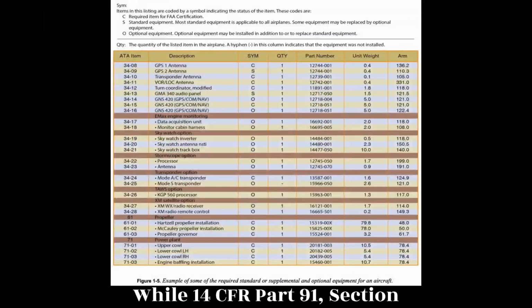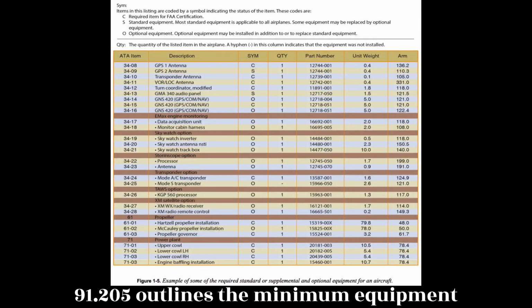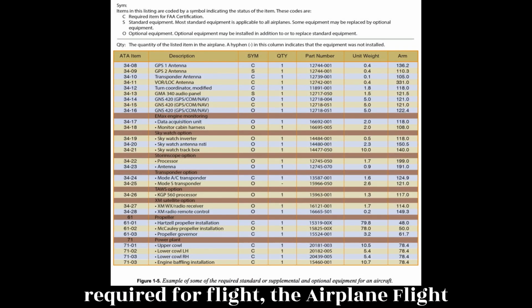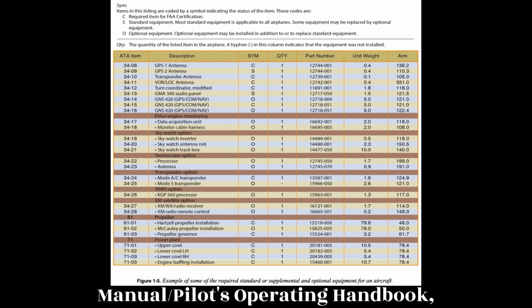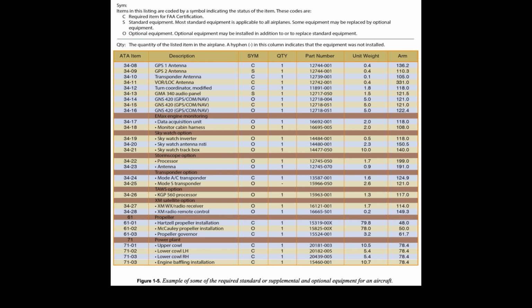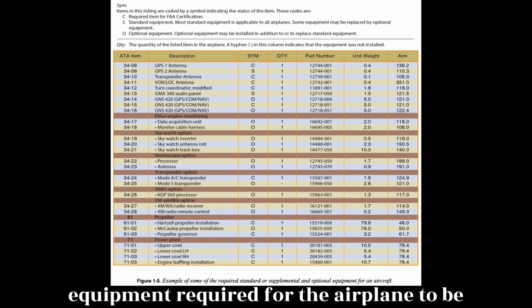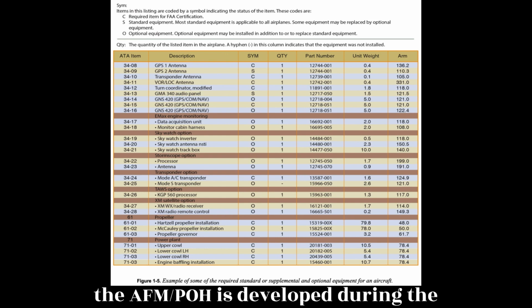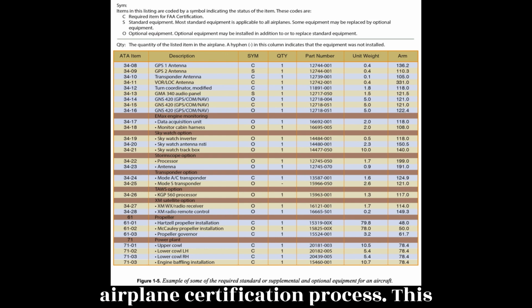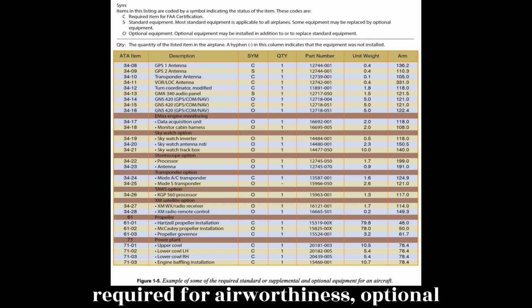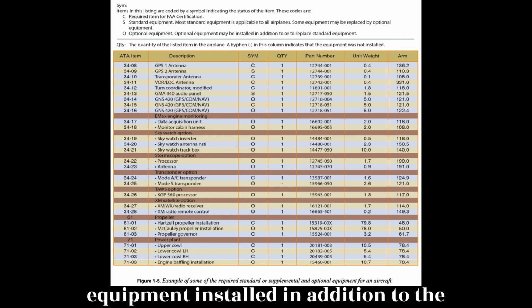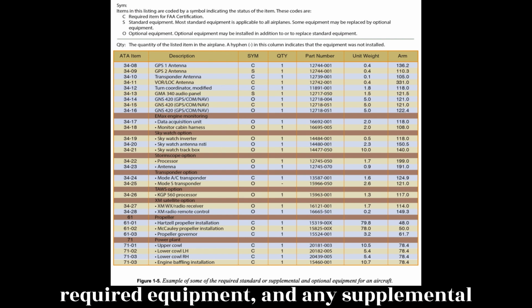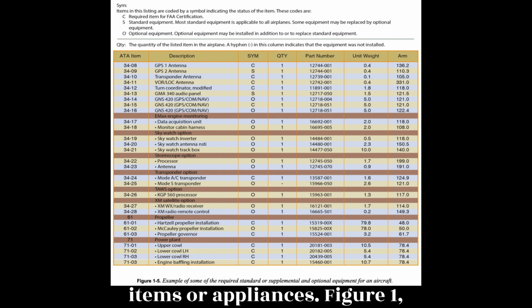While 14 CFR Part 91, Section 91.205 outlines the minimum equipment required for flight, the Airplane Flight Manual/Pilot's Operating Handbook, AFM/POH, lists the equipment required for the airplane to be airworthy. The equipment list found in the AFM/POH is developed during the airplane certification process. This list identifies those items that are required for airworthiness, optional equipment installed in addition to the required equipment, and any supplemental items or appliances.